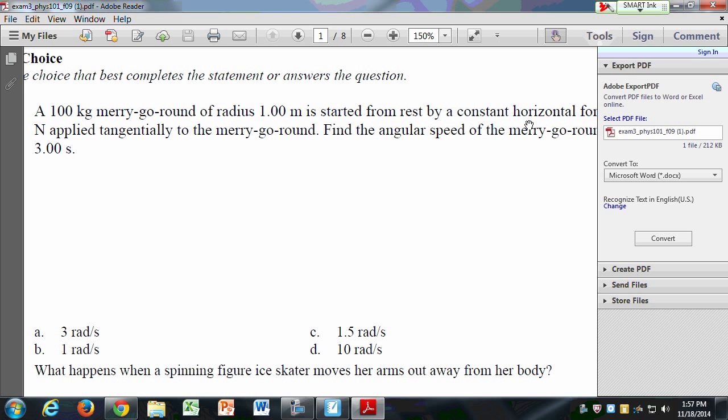The first thing that you'll need to do is to find the moment of inertia. I like to write down everything that I know. The mass is 100 kilograms. This is a merry-go-round, so it's a disc, or it's a cylinder. It has a radius of 1 meter.